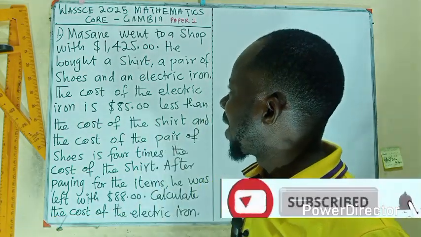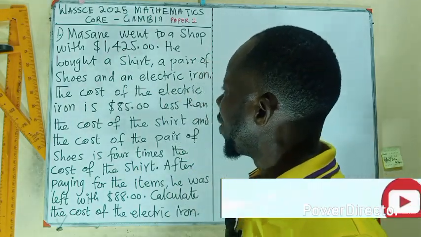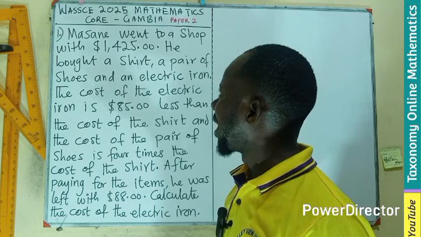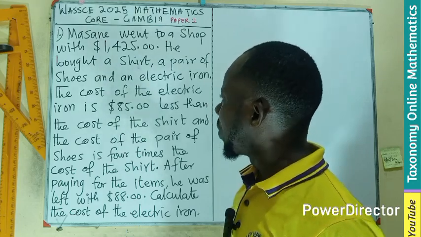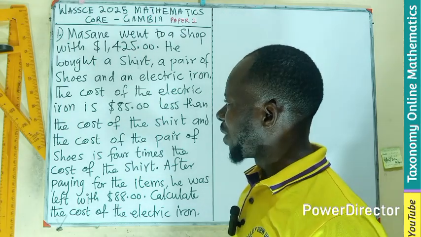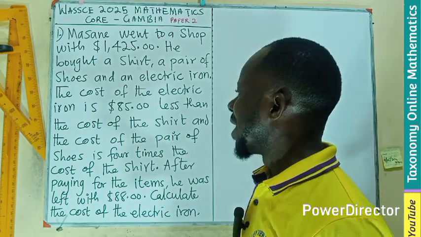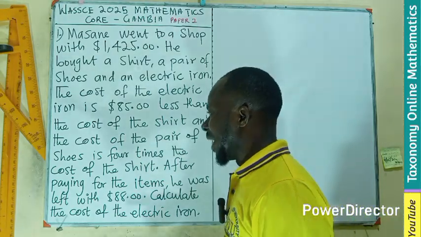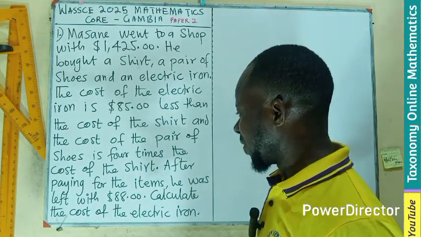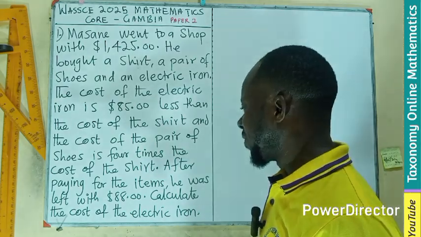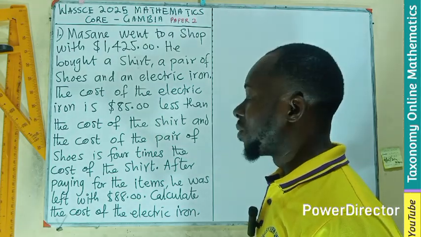So, Masani went to a shop with $1,425. He bought a shirt, a pair of shoes, and an electric iron. The cost of the electric iron is $85 less than the cost of a shirt, and the cost of a pair of shoes is 4 times the cost of a shirt. After paying for the items, he was left with $88. You have to calculate the cost of the electric iron.